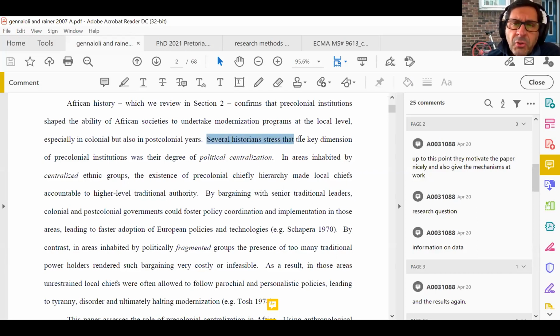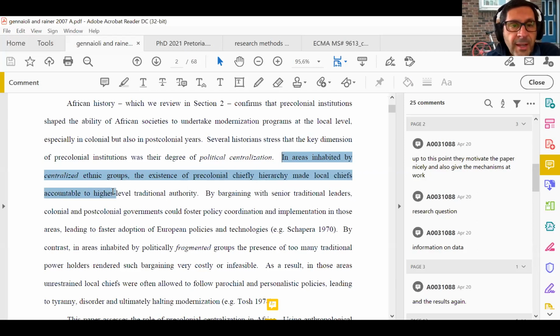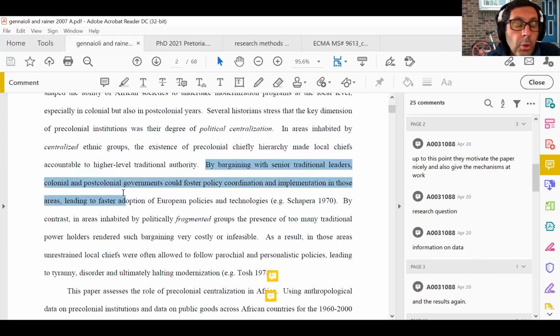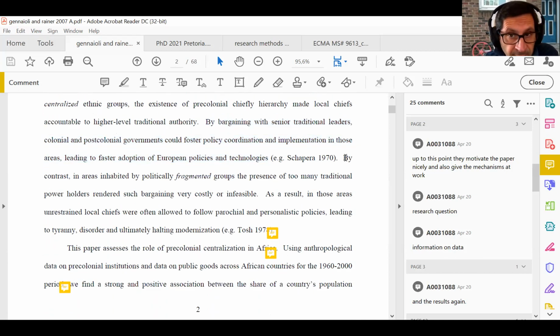And several historians stress that a key dimension of pre-colonial institutions was their degree of political centralization. That's fine. So there was government already in place. In areas inhabited by centralized ethnic groups, in areas with political centralization, the existence of pre-colonial chiefly hierarchy made local chiefs accountable to higher level traditional authority. By bargaining with senior traditional leaders, colonial and post-colonial governments could foster policy coordination and implementation in those areas, leading to faster adoption of European policies and technologies. And it's always nice to have that in a paper.